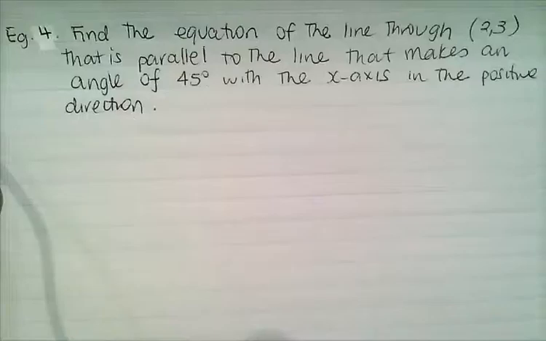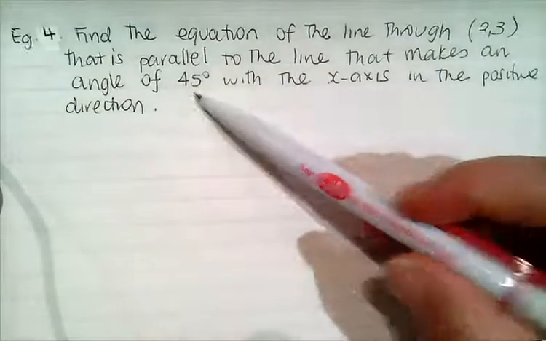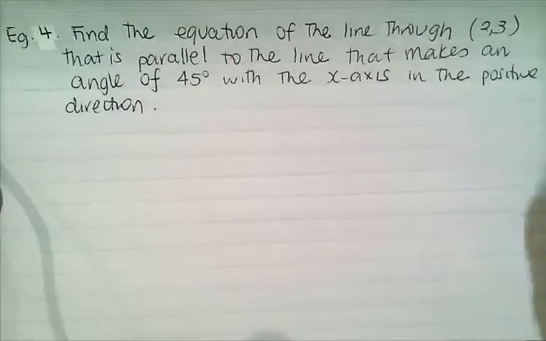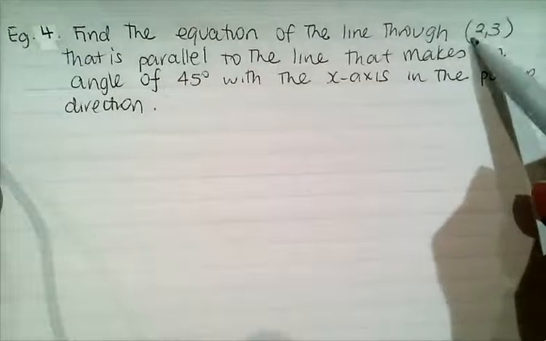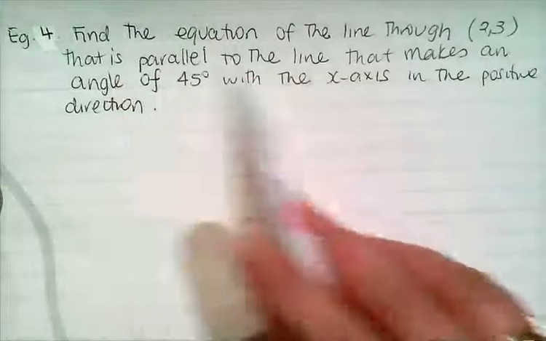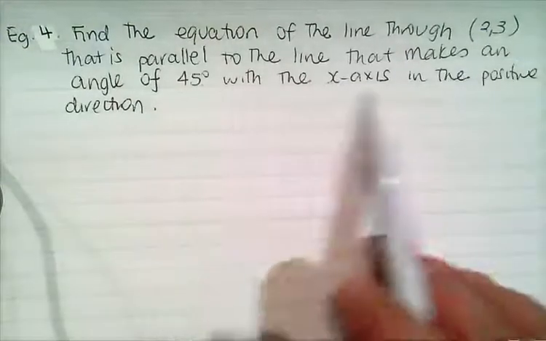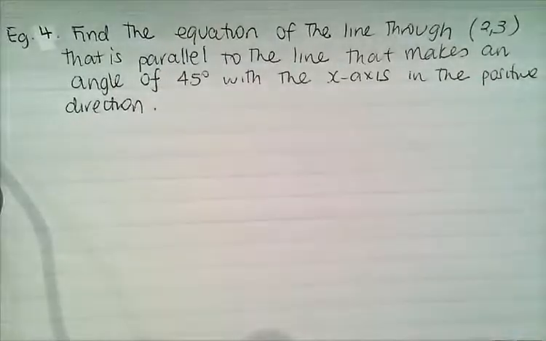Okay, now with the next one, find the equation of the line that passes through the point 2, 3 and parallel to the line that makes an angle of 45 degrees with the x-axis in the positive direction. So remembering, when you need to find the equation of a line, you need a point on the line and you need the gradient of the line. Now we've got the point. The line passes through this point 2, 3. So we've got the point, but this information, parallel to the line that makes an angle of 45 degrees with the x-axis in the positive direction, all gives me information about the gradient.